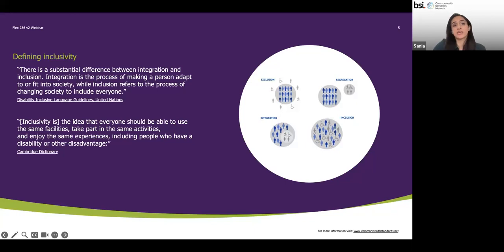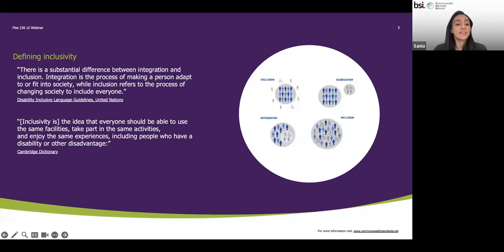Okay, so first things first, this flex is about inclusive standards, ensuring that data and analysis help to inform that. But what is inclusivity? So here are a couple of definitions that we'll look at. The first one is from the United Nations Disability Inclusive Language Guidelines, which I really, really like. It breaks it down, and this diagram is also from there, and we'll come to look at that shortly.